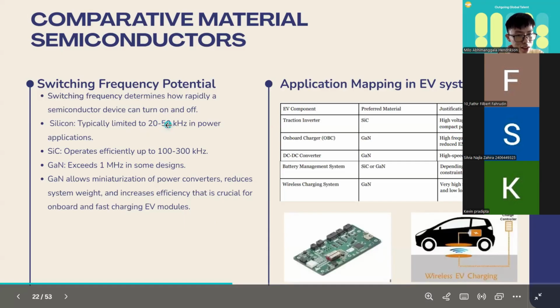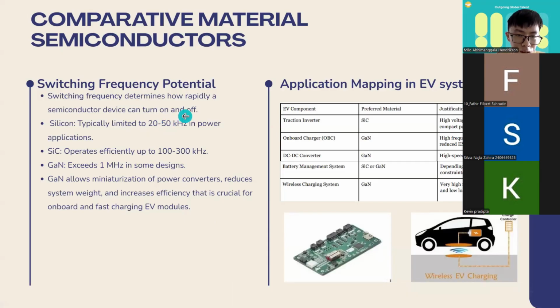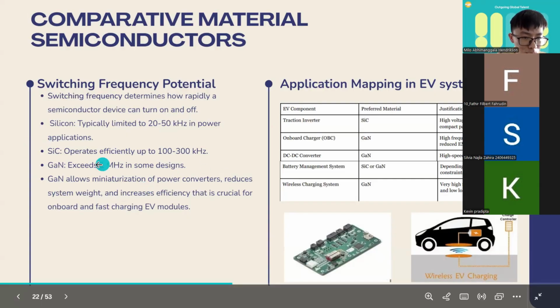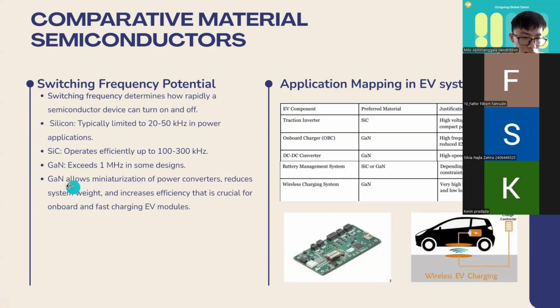Here we have the switching frequency potential, which determines how rapidly a semiconductor device can turn on and turn off. So as you see here, the wide bandgap semiconductors, especially gallium nitride, have the fastest switching frequency potential, which is around 1 megahertz, and this allows the miniaturization of power converters and reduces system weight. And here is the application mapping in EV systems. Here is a table of it.